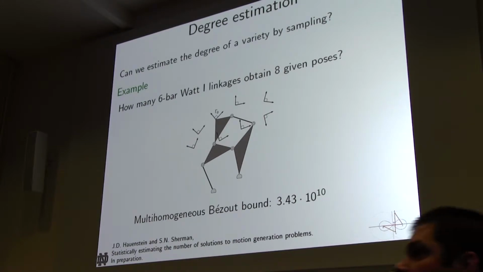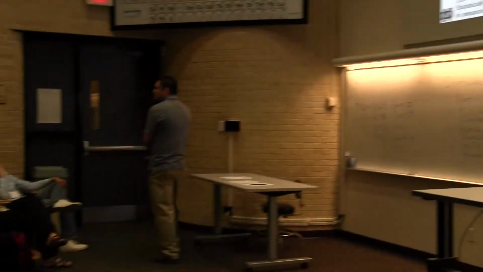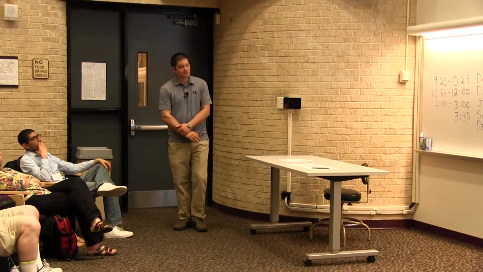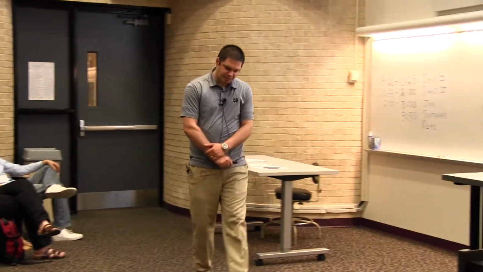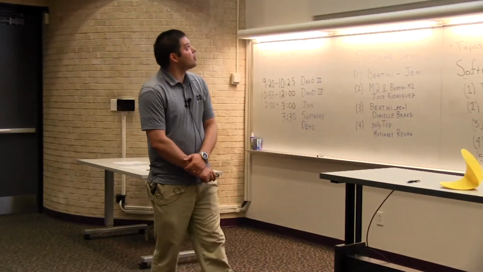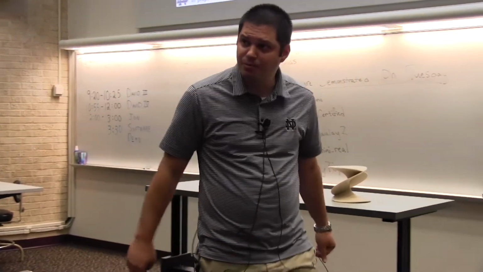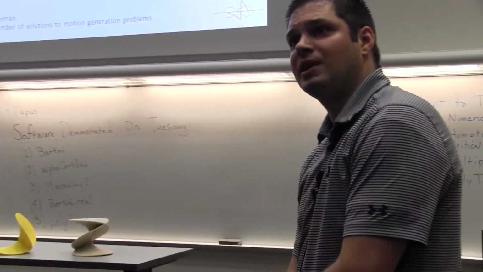Okay, so next example of using sampling is suppose I have a variety of unknown degree, and I want to estimate its degree. And in particular, this is the problem that my student has been looking at. So in the 4-bar case, David talked about the 9-point problem. You want the coupler curve to pass through 9 points.